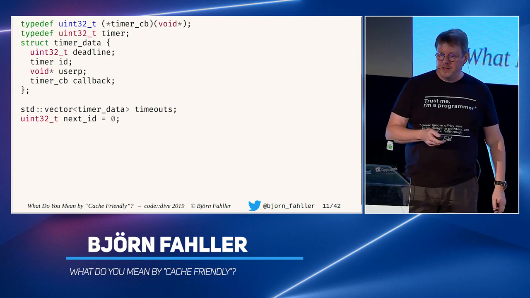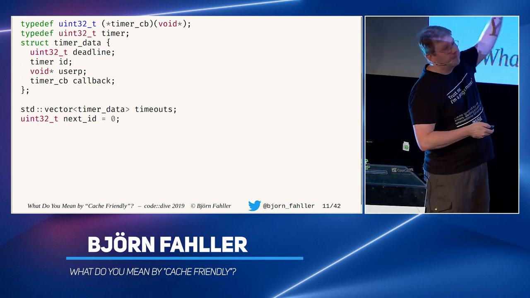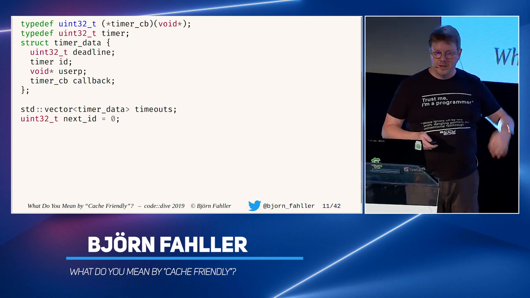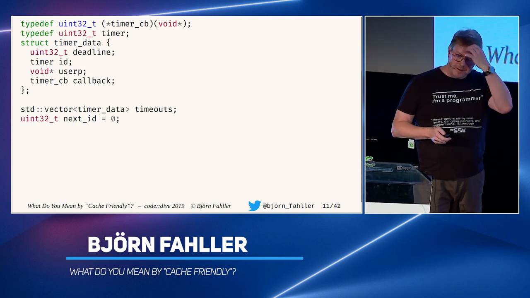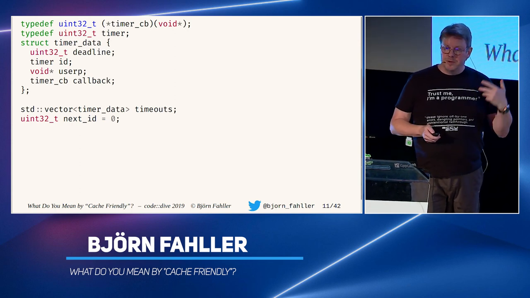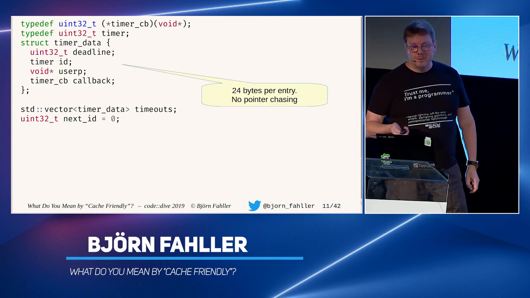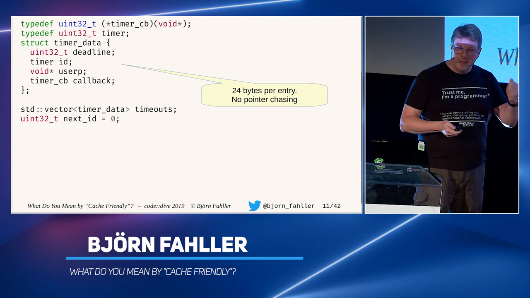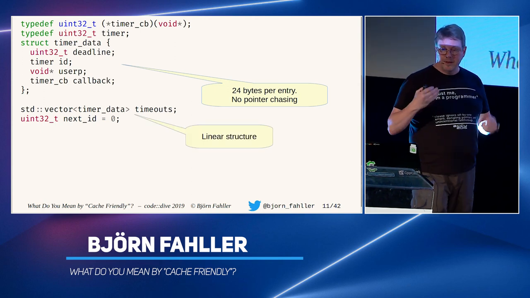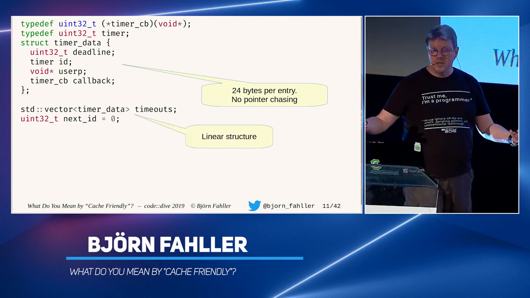So why not do this? We have a much smaller timer data struct here with a deadline and an ID. I will get back to the ID very soon. User pointer and the callback. And now we just have 24 bytes, and there's no pointer chasing. Yay. And I store them in a vector, so it's a linear structure.